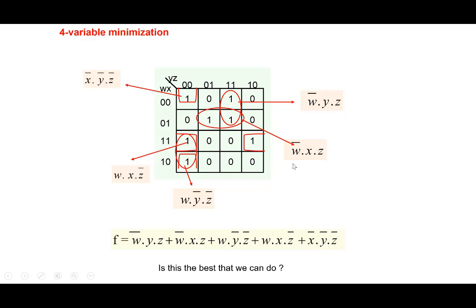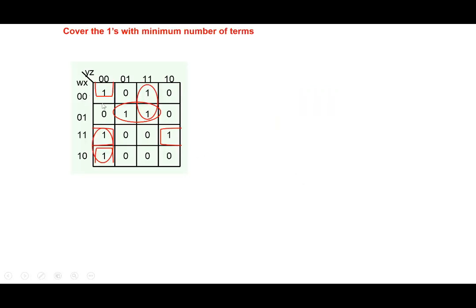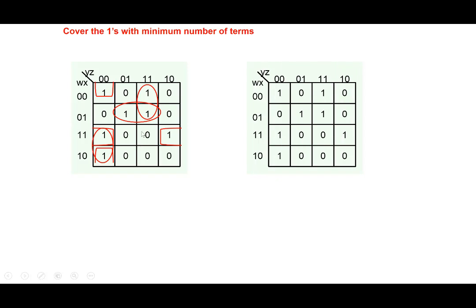So let's look at a different way of doing it. This is what we did here. This is how we covered all the ones that were there, but let's look at a different way of doing it. So we cover these two ones here. Note that there is no possibility of covering this one except through this encirclement, so that's fine. There's no other possibility of covering this one except by combining it in as simple a manner as possible, so that's also fine.